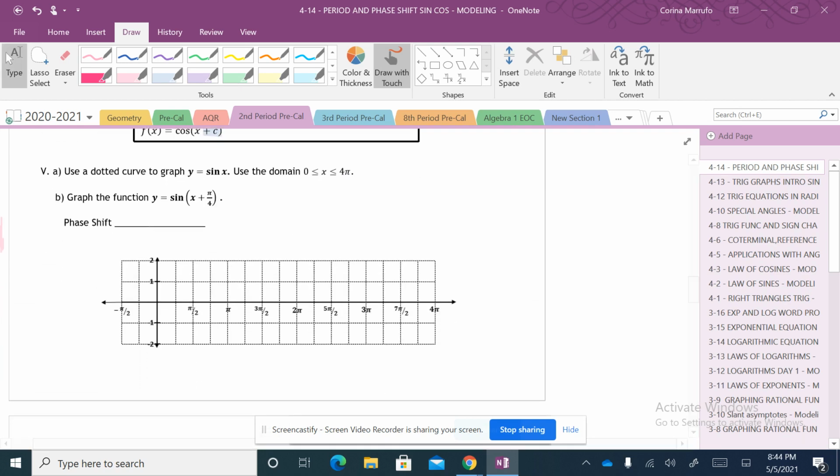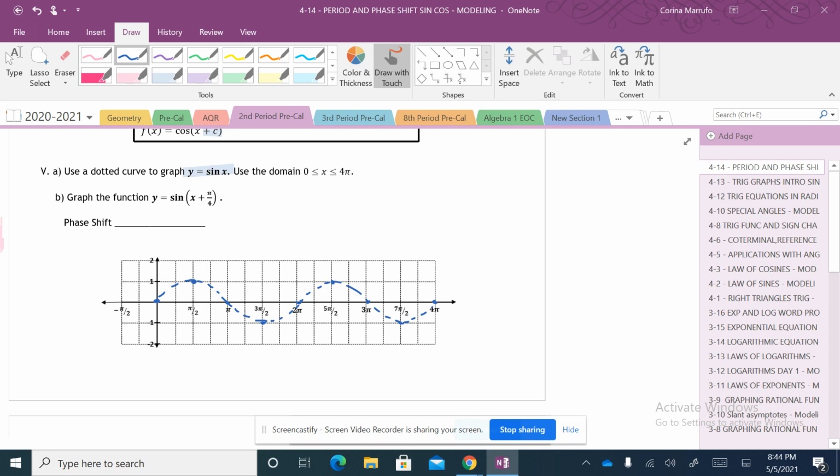Okay, so here it says use a dotted curve to graph sine of x. So I'm going to graph sine of x again. Sine starts here at 0, 0. It comes up, comes back down, back up, back down. And that's your sine function.